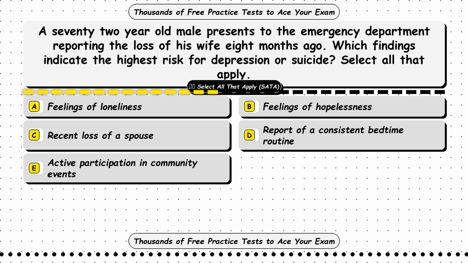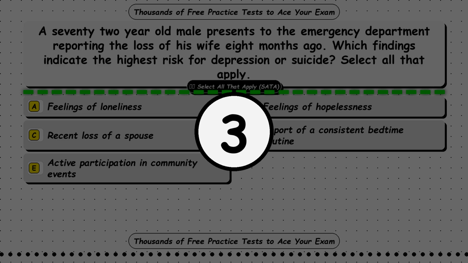Select all that apply. Option A, feelings of loneliness. Option B, feelings of hopelessness. Option C, recent loss of a spouse. Option D, report of a consistent bedtime routine. Option E, active participation in community events.